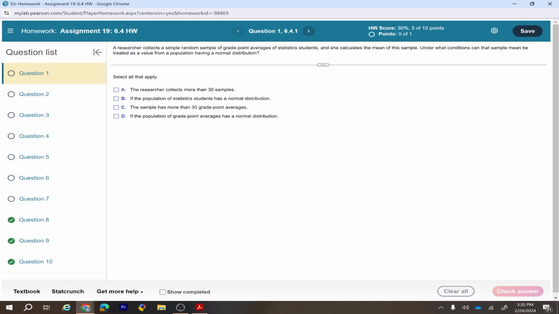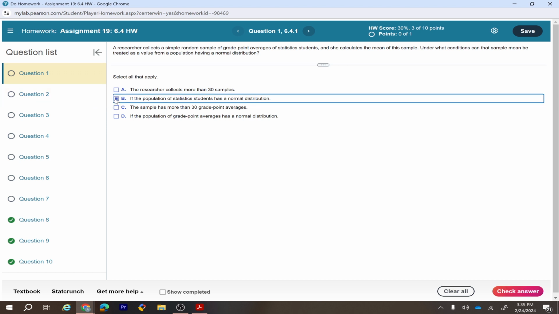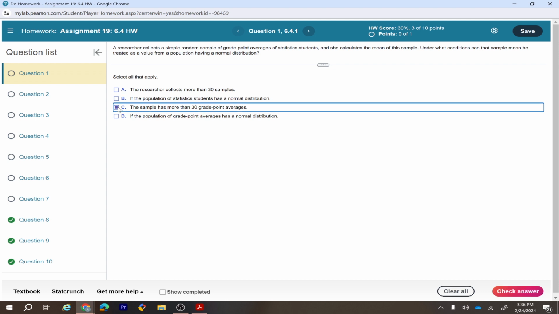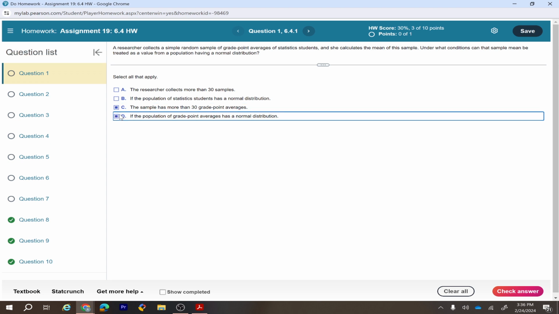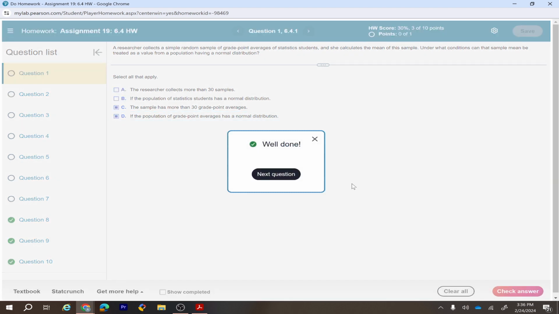A researcher collects a simple random sample of grade point averages. Remember, the data is the grade point average of statistics students, and she calculates the mean of this sample. Under what condition can that sample mean be treated as a value from a population having a normal distribution? The researcher collects more than 30 samples. If the population of grade point averages has a normal distribution, then in that case we can apply the central limit theorem.